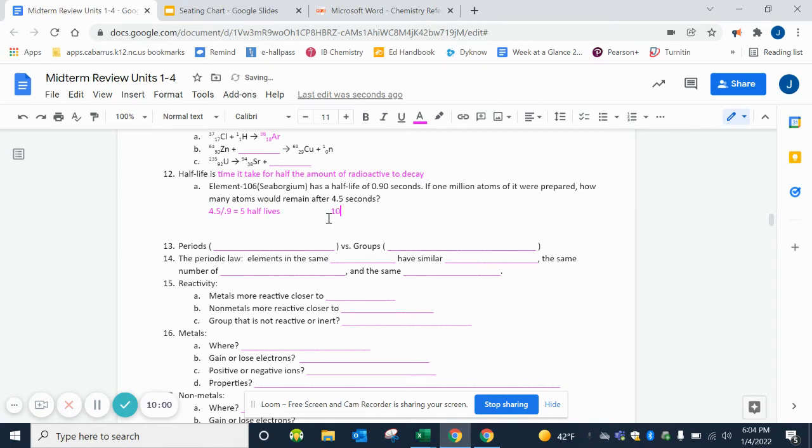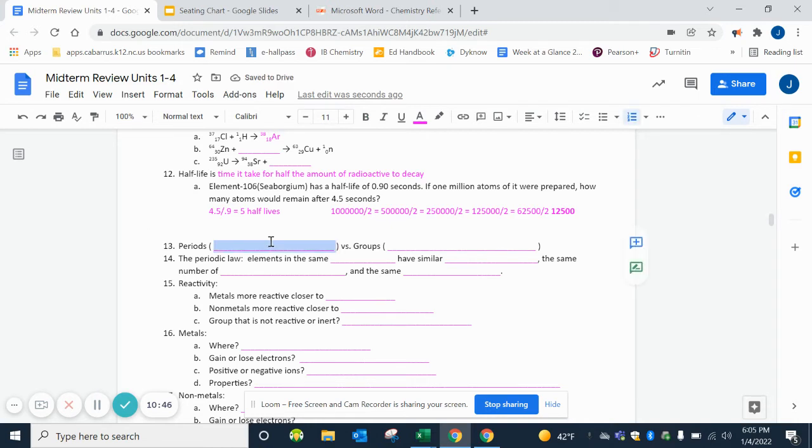And then we're going to take our million atoms, divide it by 2, and we get 50,000. And then we're going to divide that by 2 again. And then divide it by 2 again. And then by 2 again. So that's 1, 2, 3, 4, 4 times. So we need to do it one more time. And our final answer then would be 12500. And so that is our answer.